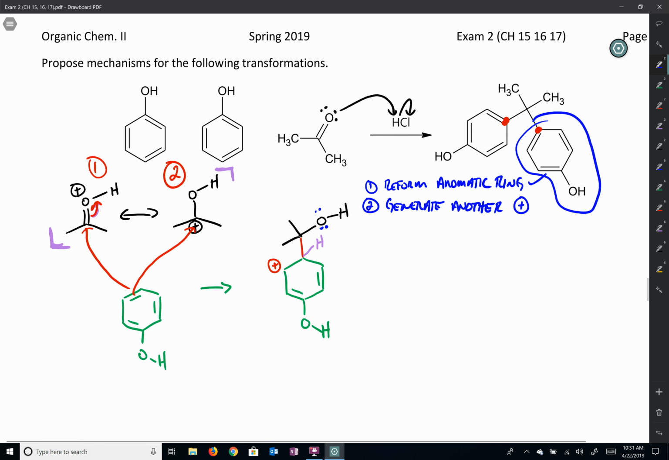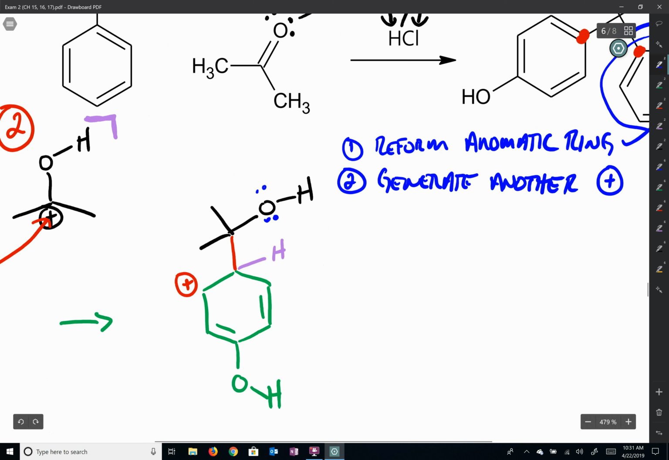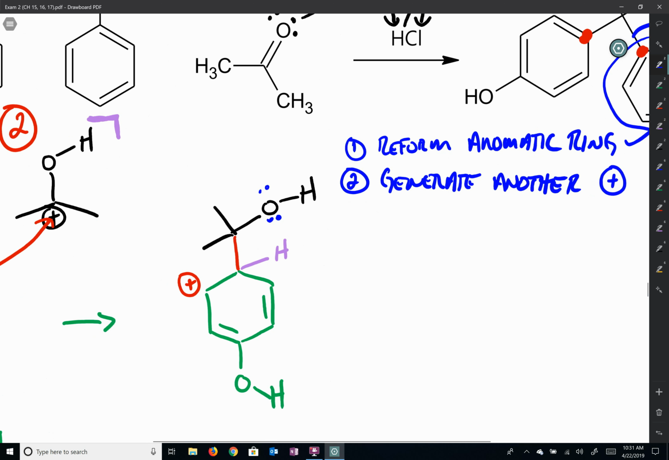All right, so we're going to do this at the same time. Let me just slightly draw this here to make it a little bit easier to see what we're about to do. So to reform the aromatic ring, we're going to have to get rid of this hydrogen and take our electrons there to reform a pi bond. So something's going to have to come in and pluck that hydrogen off. So let's do that, and let's do that, okay? You guys catch that?